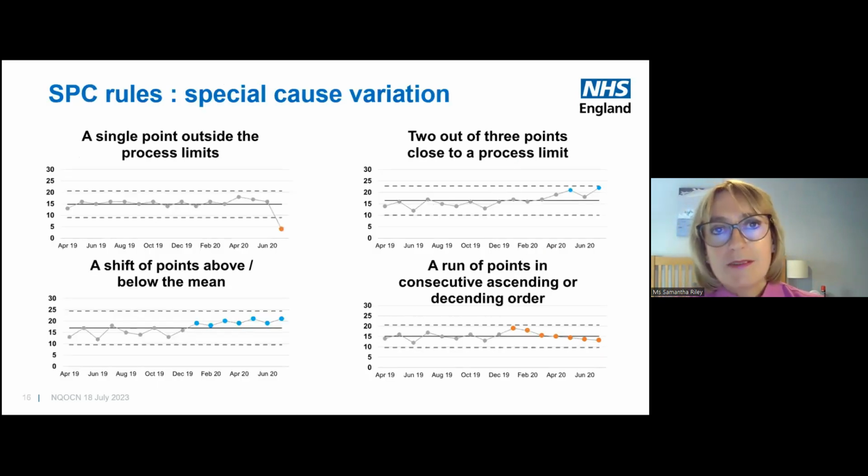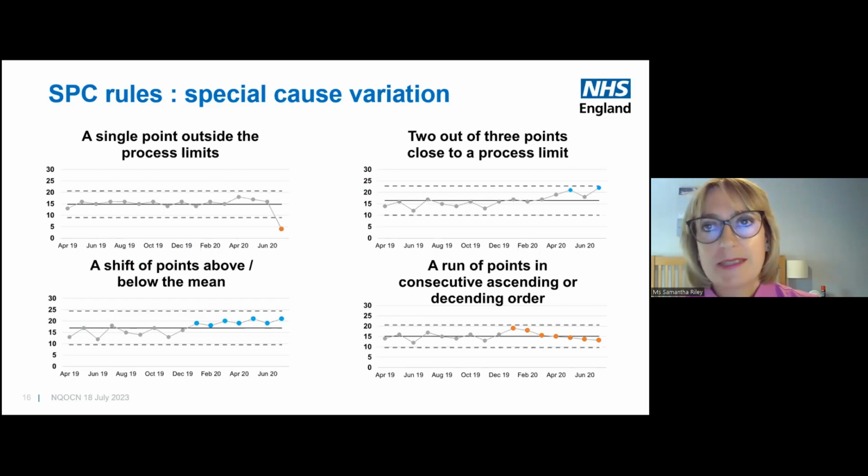So we've got rules that are applied to the data, and these are the 4 rules that we are recommending in the Making Data Count approach. If one of these rules is triggered, it's telling us we've got an unusual pattern, a pattern that's unlikely to have occurred randomly. And the term for that is special cause variation. So we've got a single point outside the process limits. Of course, we now know that's unusual, don't we? Because 99% of the data points are going to fall within the dotted lines. And again, we may already know what caused that. That might be a very special circumstance that we already know about.